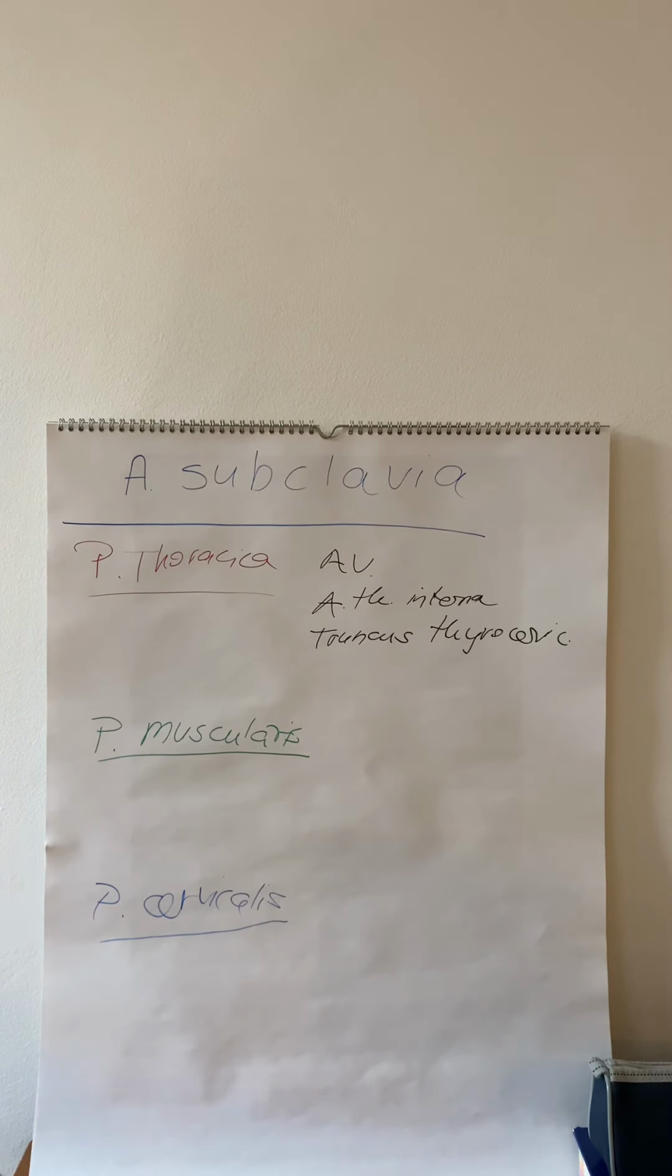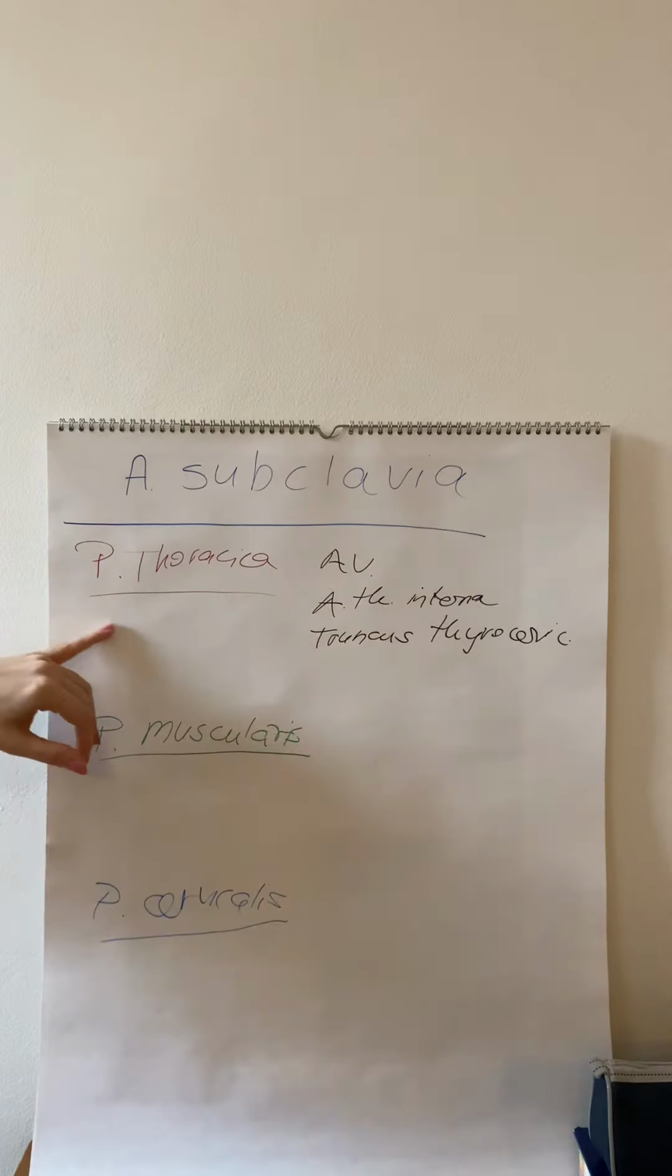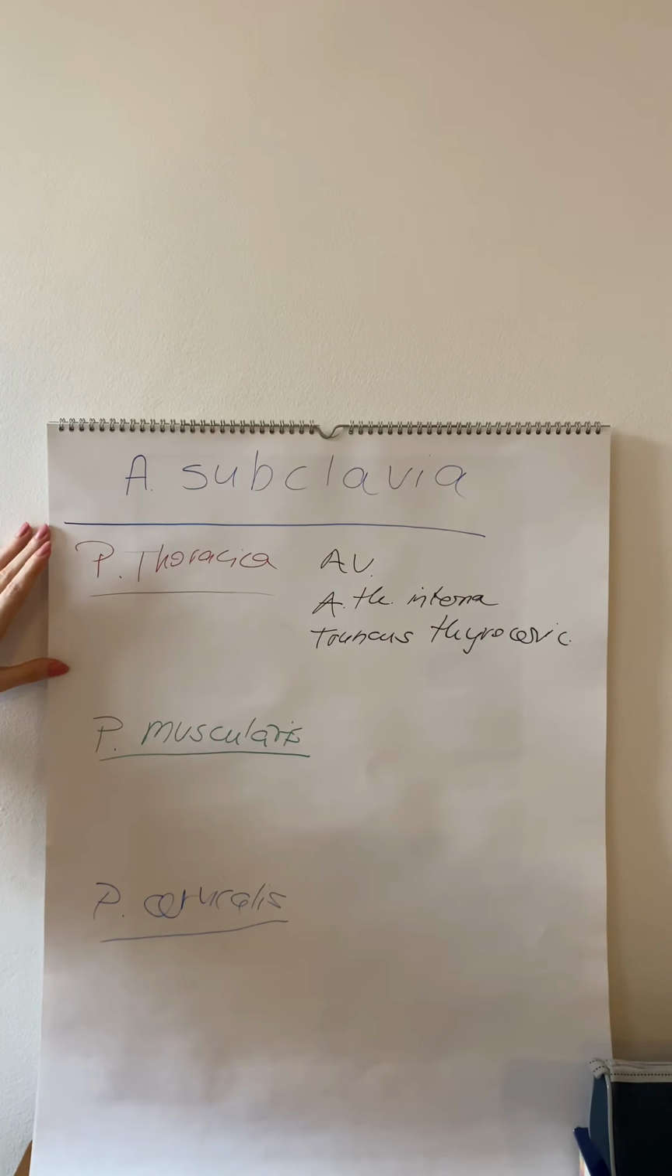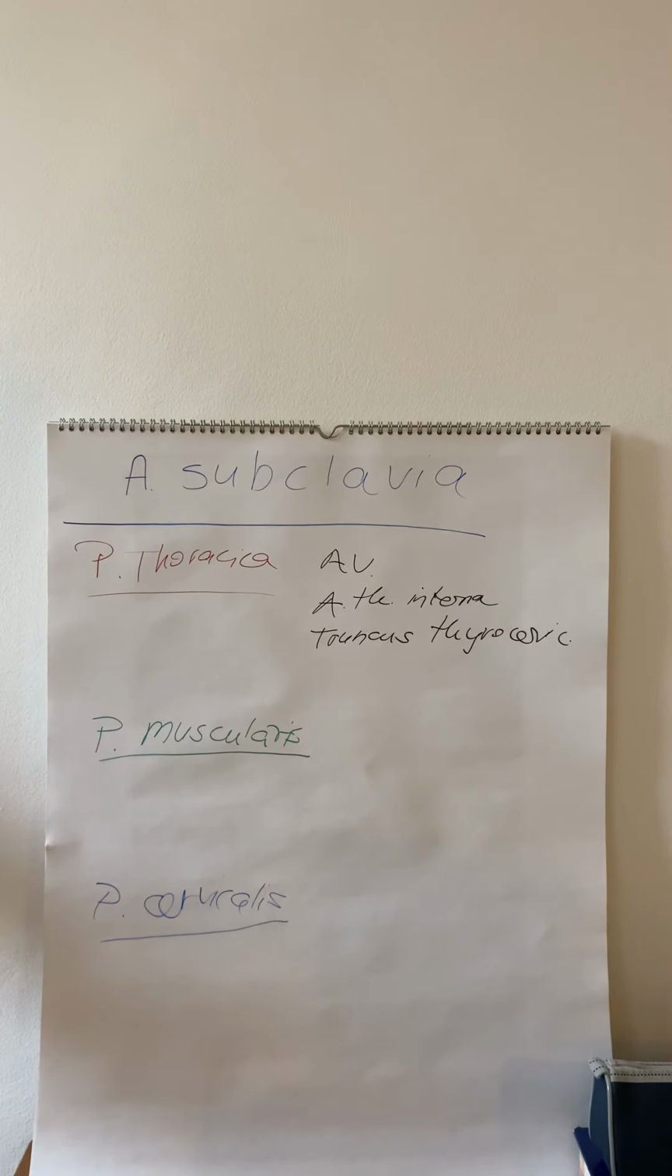So, next is our Truncus thyrocervicalis with the Arteria suprascapularis, Arteria thyroidea inferior, Arteria cervicalis ascendens, Arteria cervicalis transversa. Our Arteria cervicalis transversa can be found as part of the pars cervicalis. These would be right now our pars thoracica, the major ones of the Arteria subclavia.